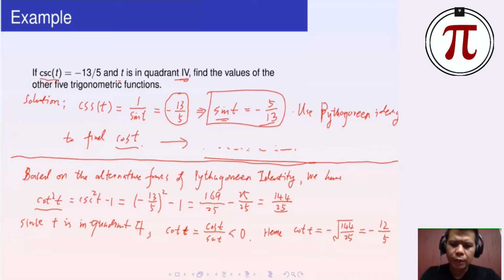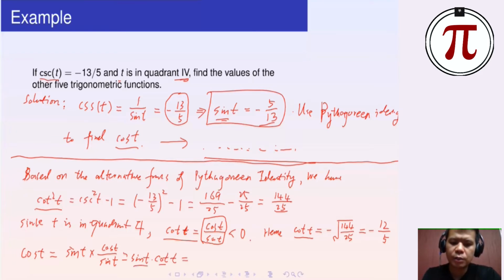Now we want to find cosine. We know that cotangent t equals cosine t over sine t. If we multiply both sides of this equation by sine t, the sines cancel on the right, and we have cosine t equals sine t times cotangent t.